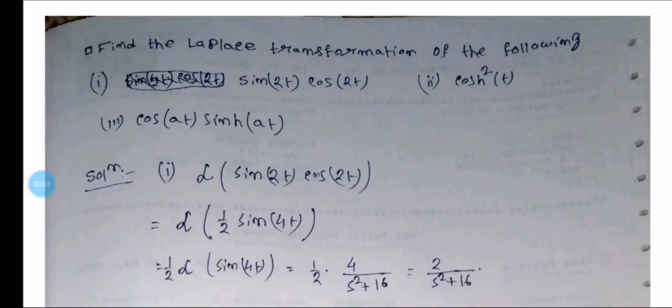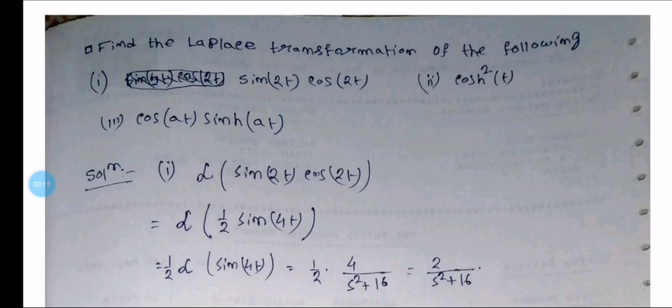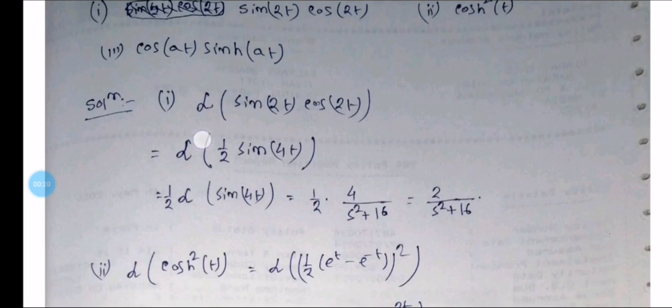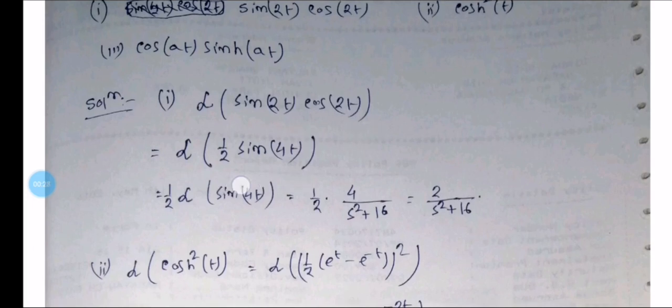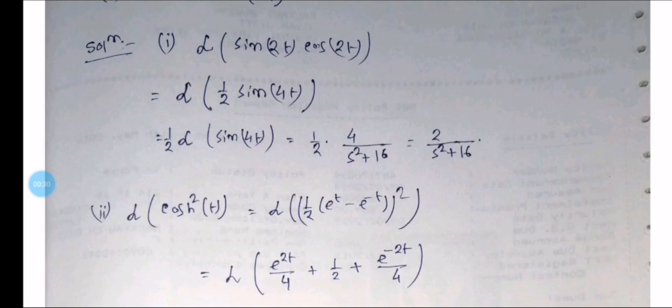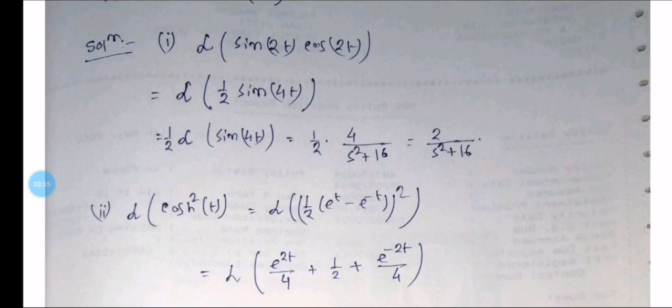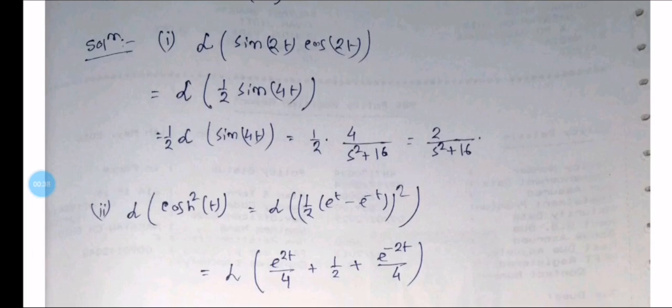So here we will see some examples of Laplace transformation. Find the Laplace transforms of sin 2t cos 2t, cosh square t and cos at sinh at. What is the Laplace transformation? First problem, sin 2t cos 2t. We can multiply by half and 2, so that will be sin 4t. So half will come out, and L of sin 4t we can write as 4 by s square plus 16.